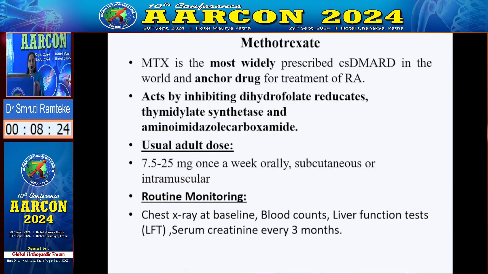Methotrexate is the most widely prescribed conventional DMARD and is the anchor drug for treatment of rheumatoid, and it acts by inhibiting the dihydrofolate reductase. The usual dose is 7.5 to 25 milligram once a week, orally, subcut or intramuscular. Get a chest X-ray at baseline. Patient might be having underlying tuberculosis, patient may be having underlying interstitial lung disease.